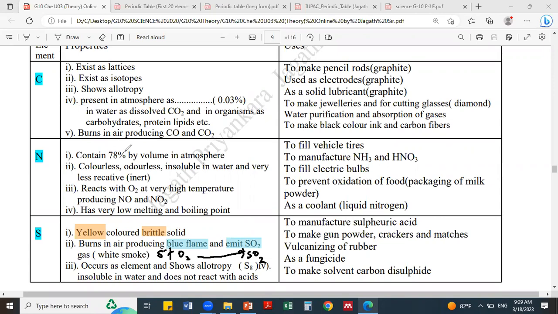Then it occurs as and shows allotropic forms. I told you that sulfur exists as S8 molecules, 8 sulfur atoms combine and become like a crown-shaped structure. So that is how they exist naturally, and they are insoluble in water but soluble in organic solvent.